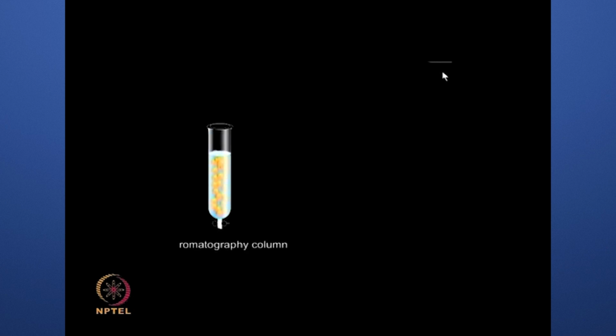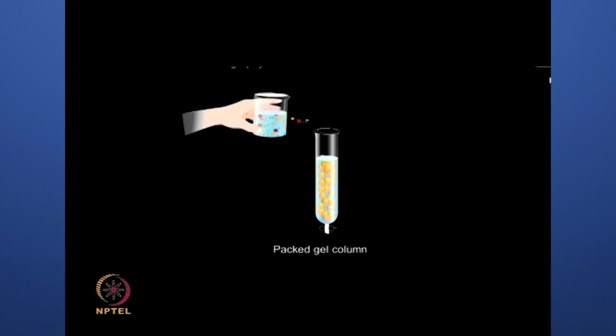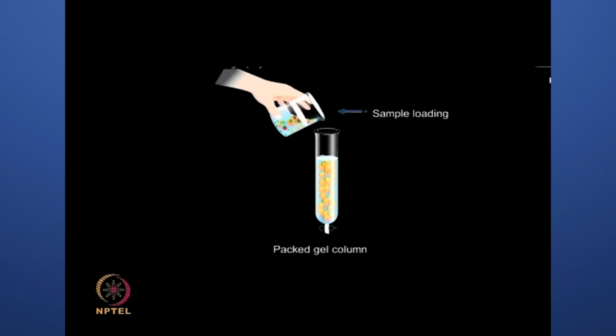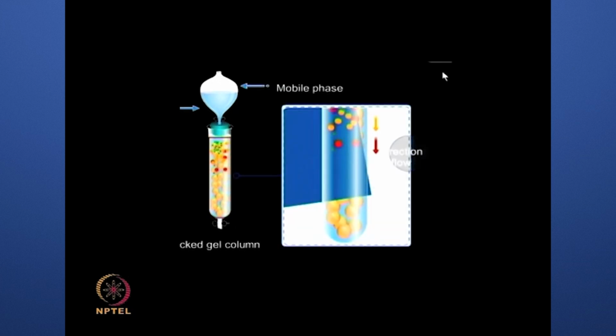So, first the column is packed with the matrix which is suitable for the required protein separation. This packed gel matrix is then loaded with the protein sample containing a mixture of unpurified proteins of different sizes. The column is then eluted with a salt solution of appropriate concentration.